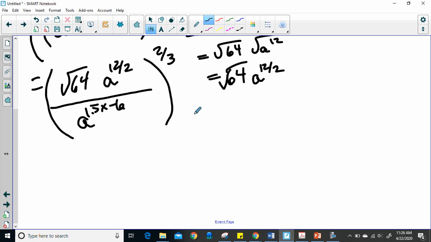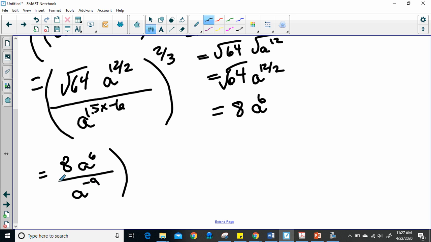Now let's see, next step. Well, the square root of 64 is 8. 12 over 2 is the same thing as 6. I could have simplified that off to the side too. You see with these asides, they're so nice. It just breaks it down so much smaller for me. And then 1.5 times negative 6. Well, that one's a simple one too. 1.5 times 6 gives me negative 9. So that gives me a to the negative 9. So already what I've got going on in this question looks so much nicer.